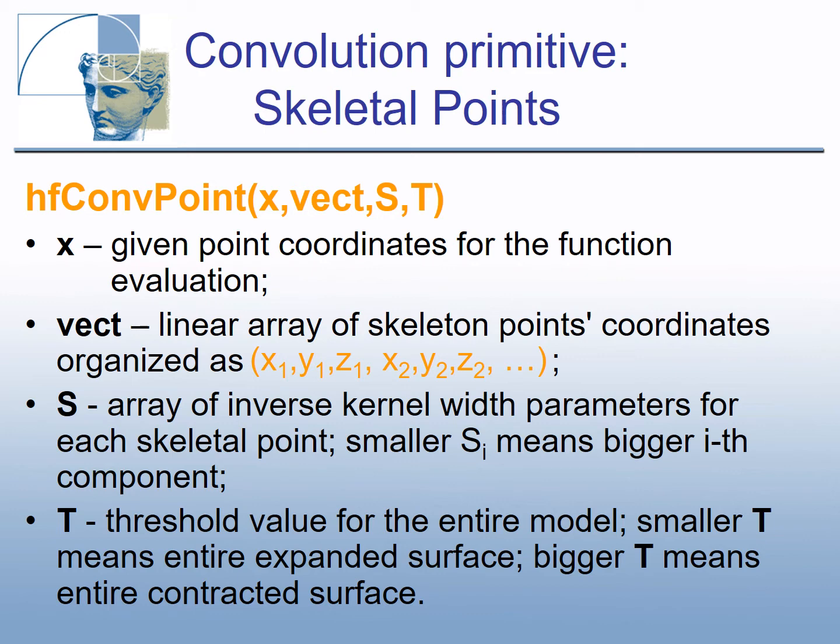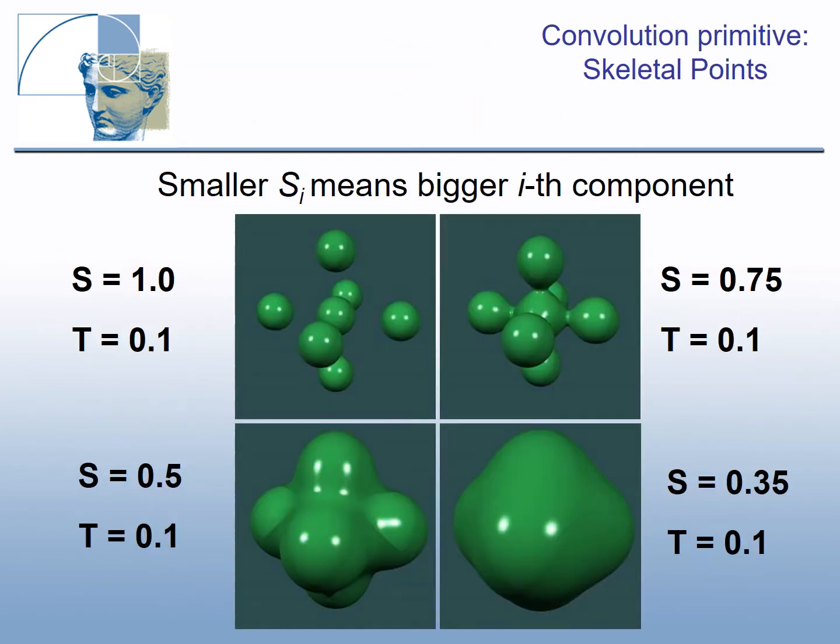T is threshold value for the entire model. Smaller t means entire expanded surface. Bigger T means entire contracted surface. This example illustrates the convolution primitive skeletal point, where smaller si's means bigger i's component.